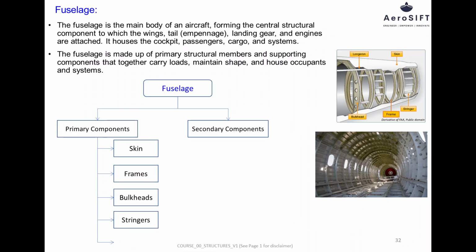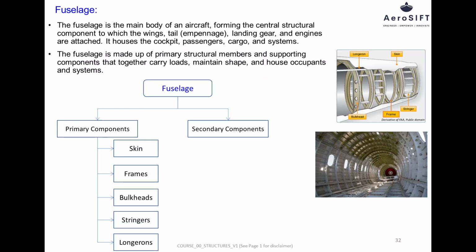Stringers are longitudinal stiffeners attached to the fuselage skin and run along the length of the aircraft. They primarily resist axial tensile and compressive loads caused by fuselage bending. Stringers also support the skin and increase its resistance to buckling, thereby improving structural efficiency.